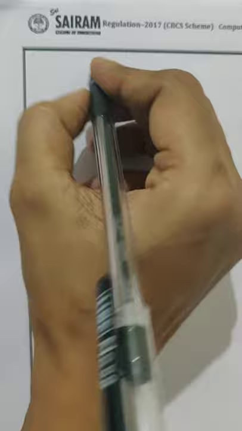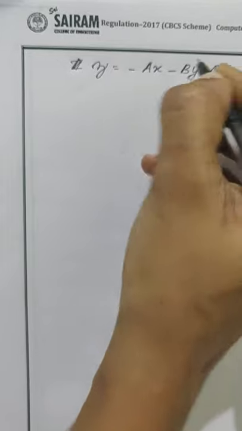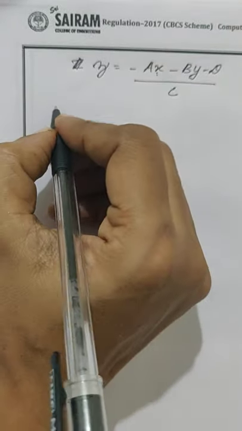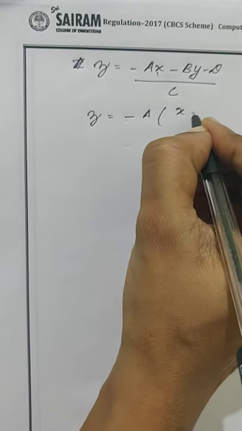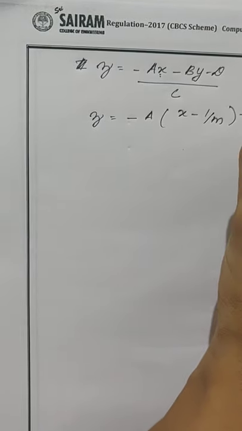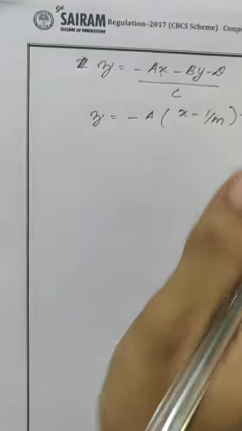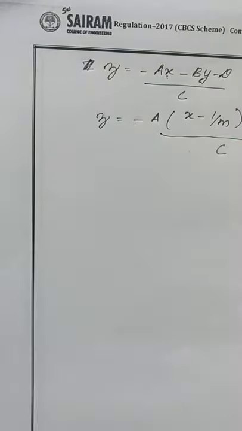Right? So set is equal to, I'll write the set formula. Set is equal to minus a x minus b y minus d by c. Right? So now what is the formula? In the place of x, I have to substitute x minus 1 by m, where this is my calculated x dash, right? Minus b, right? What is my y dash? So in the place I have to write y dash. Y dash is nothing but y minus 1, right? So it is y minus 1, minus d by c, right?